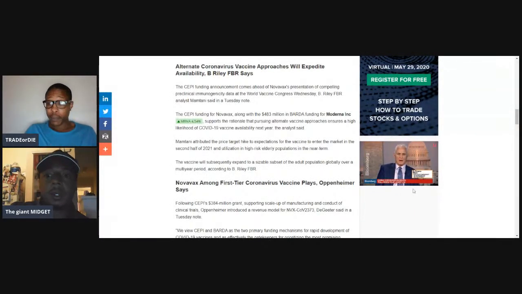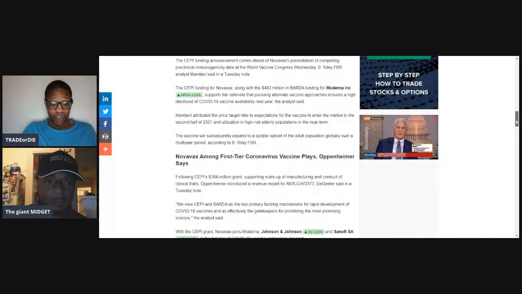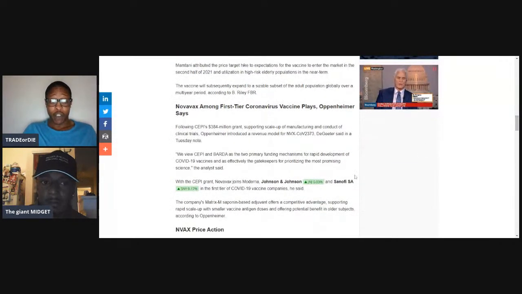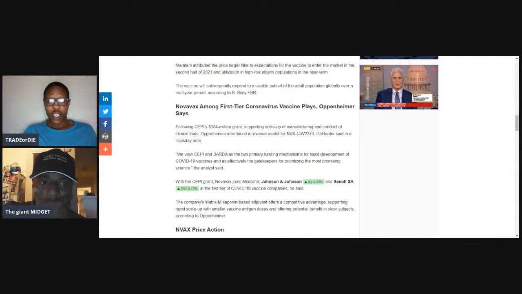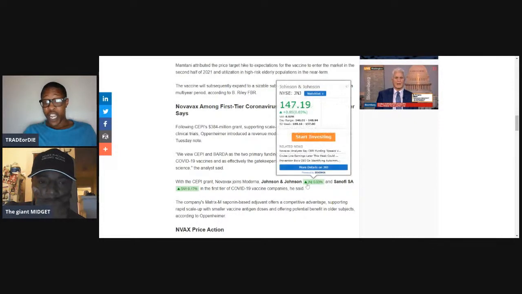As we see here, these four companies right here are in the top tier of COVID-19 vaccinations. So you've got Novavax, stock symbol NVAX, and Johnson & Johnson, stock symbol JNJ.